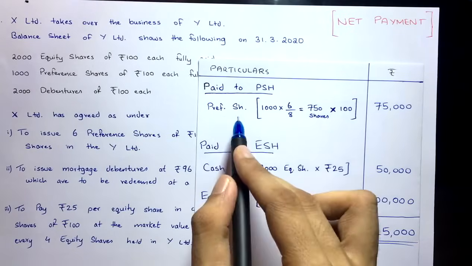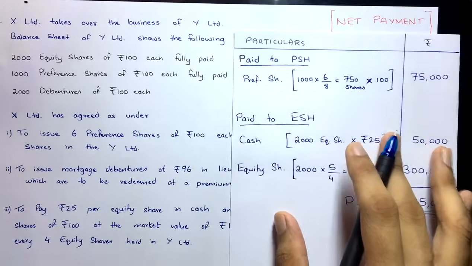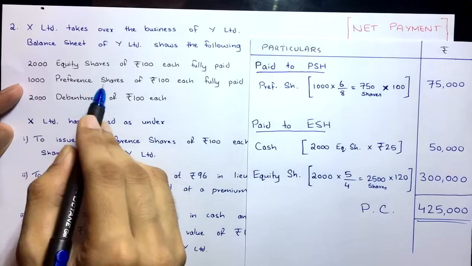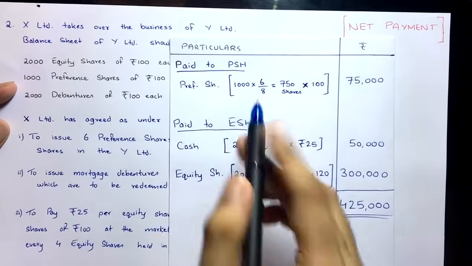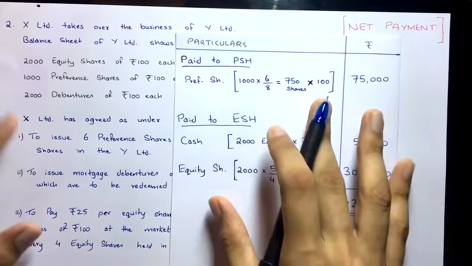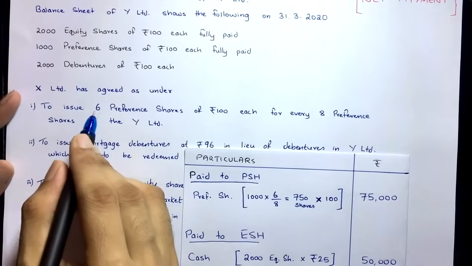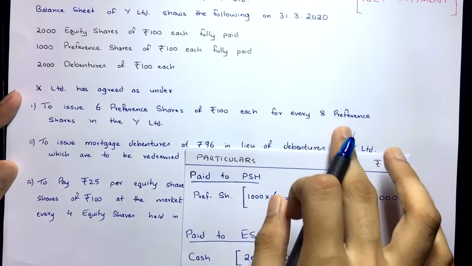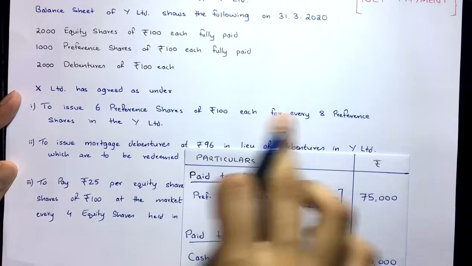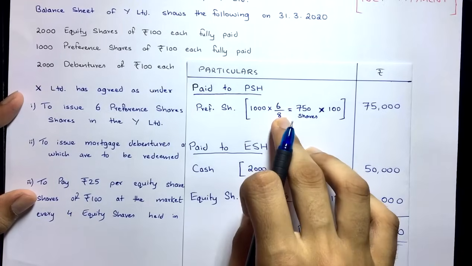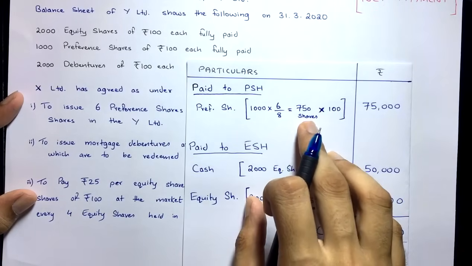See here, preference shares. First take the balance sheet number of preference shares. How many are there? 1000 preference shares are there in the balance sheet. Take that 1000 into the ratio you have to use. The ratio is very simple: 6 for every 8, so 6 divided by 8. This much shares we are going to issue.